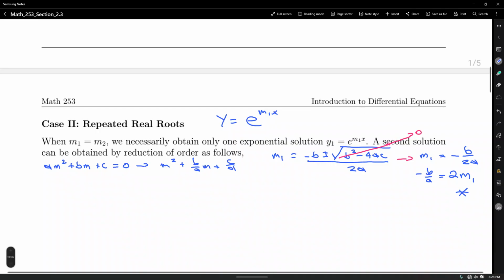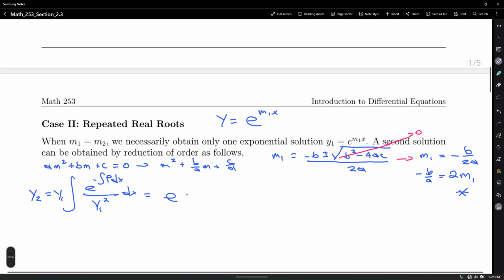We did it last time, actually. If you know one solution, you can get another one by reduction of order, right? Well, let's use reduction of order. So y sub 2 equals y sub 1 integral of e to the negative integral of p dx divided by y sub 1 squared dx, okay?